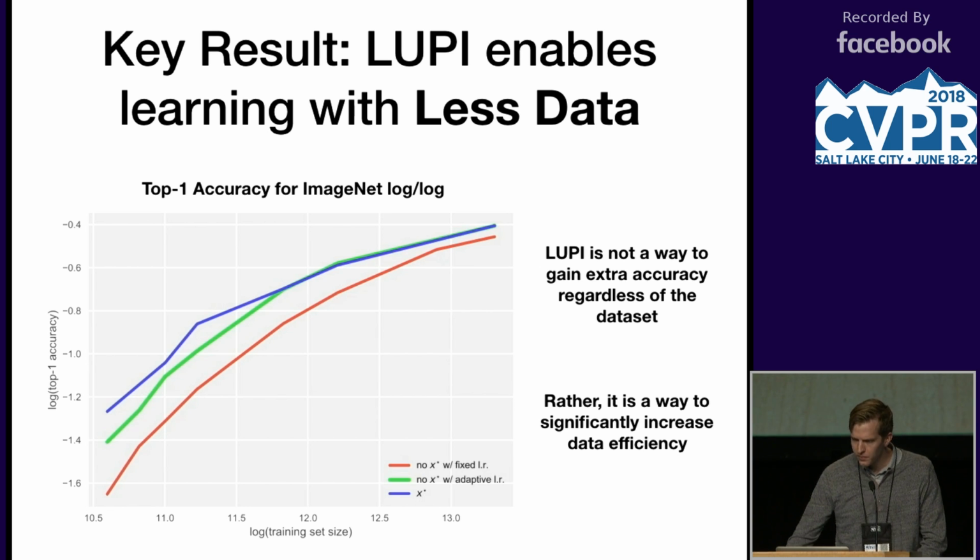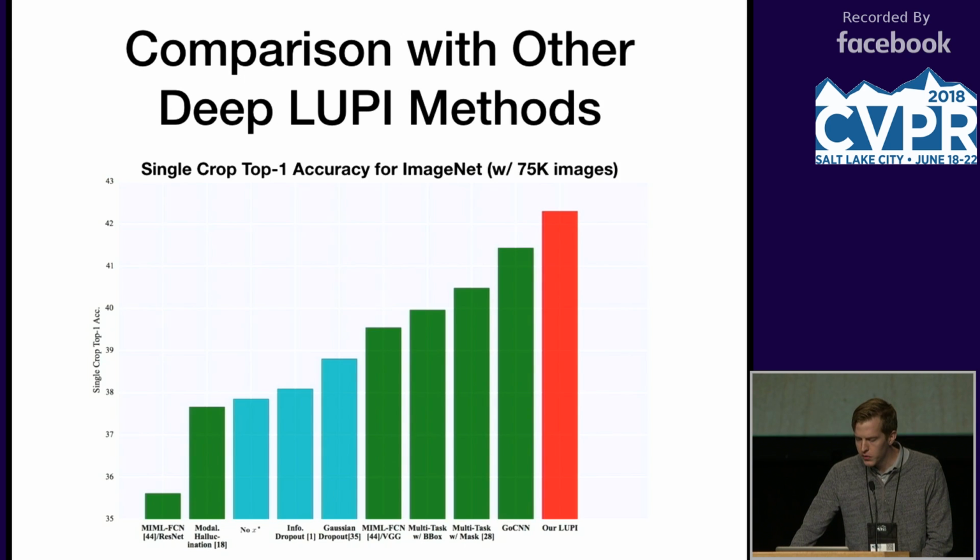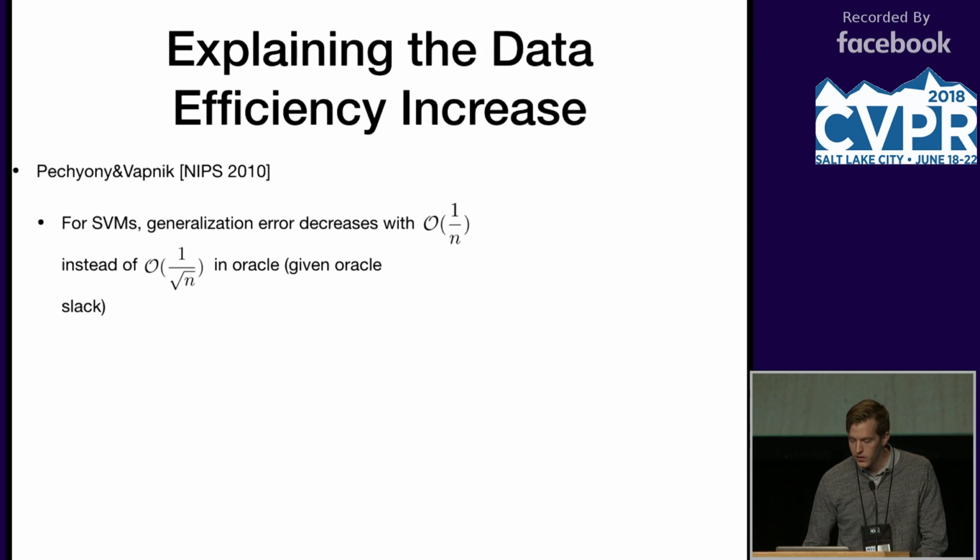In the next slide, we show the results of models trained on a 75,000 image subset of ImageNet. In light blue, we show those models trained without privileged information. In green, we show previous approaches for loopy with deep learning, and in red, we show our result. Put simply, privileged information can provide a 5% top 1 accuracy boost on this task with the same training set size in a small data set regime. Thus, our method is a way to improve sample efficiency.